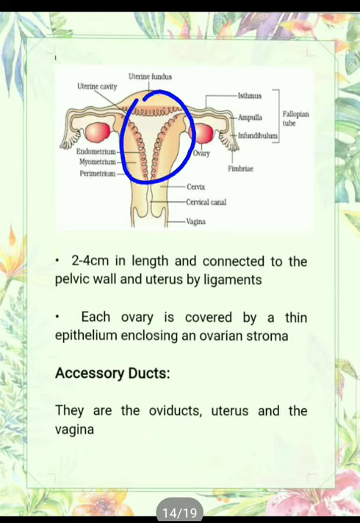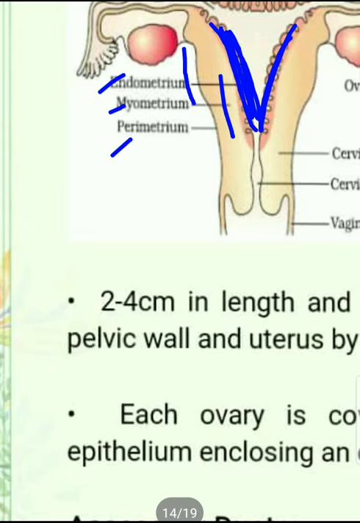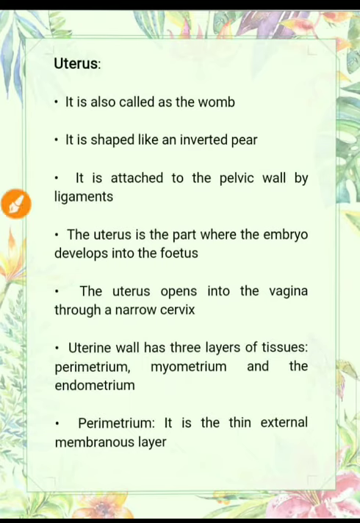Now the uterus has mainly three linings. You can see here endometrium, myometrium and perimetrium. Endometrium is the inner lining which is completely filled with blood vessels, the second one is the myometrium, and the perimetrium is just the outer lining. It is attached to the pelvic wall by ligaments.